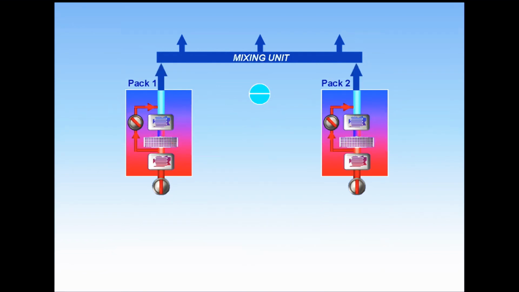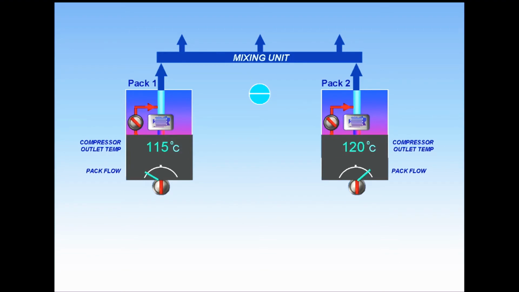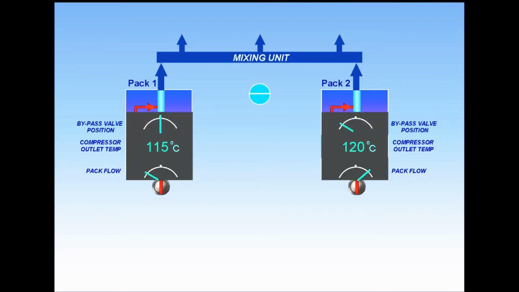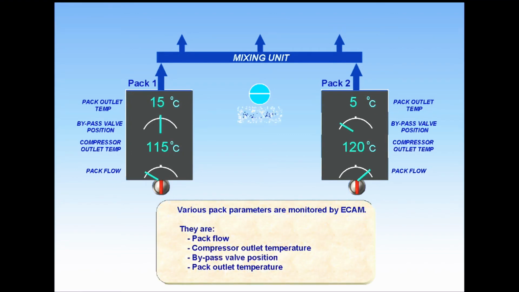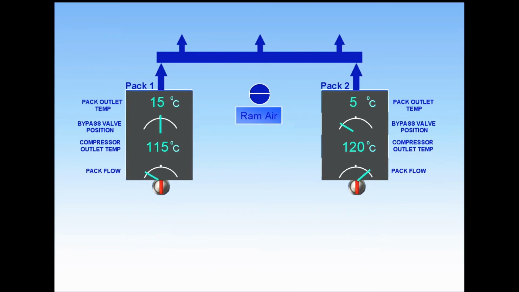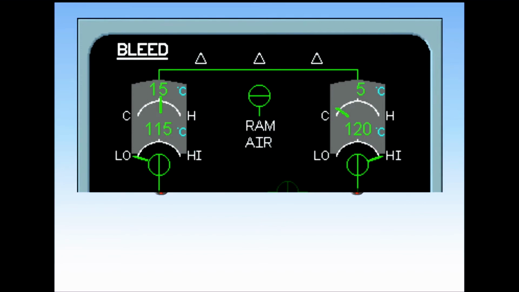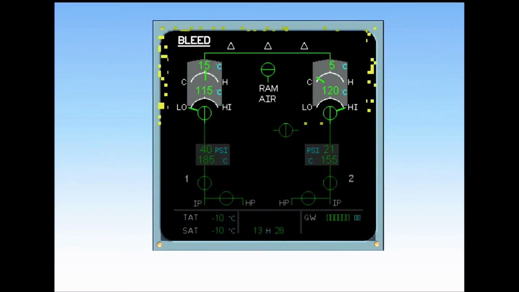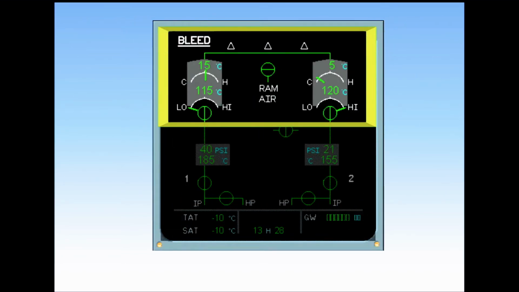Various pack parameters are monitored by ECAM. They are pack flow, compressor outlet temperature, bypass valve position, pack outlet temperature. These parameters, along with the valve positions, are displayed on the upper part of the ECAM bleed page.